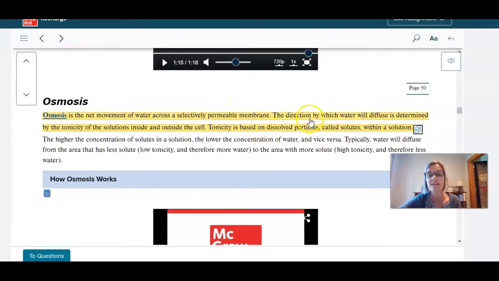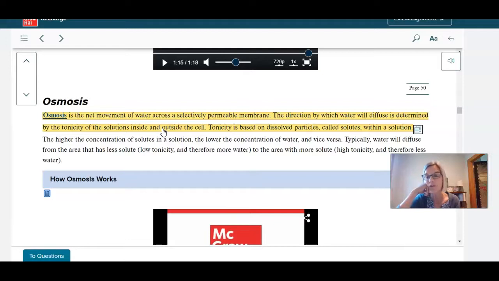And it says the direction the water will diffuse is determined by the tonicity of the solutions. That means the concentration of the solutions. So if you have a solution that has a high amount of salt, it's going to have a relatively low amount of water. And diffusion is always going to move molecules from high concentration to low. So in osmosis, water is going to move from a solution of high water concentration to lower water concentration.